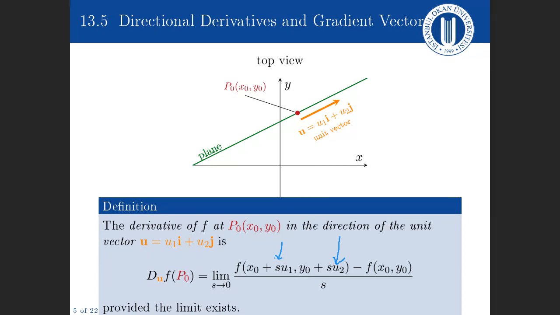So now instead of x0 plus h and then leaving y0 as it is, or x0 left as is and y0 plus h, we're changing both the x coordinate and the y coordinate, and we're changing them as multiples of u1 and multiples of u2. We write this type of derivative as capital D, subscript u, the unit vector, f, and then open brackets at the point P0. And that's equal to this limit, if this limit exists.